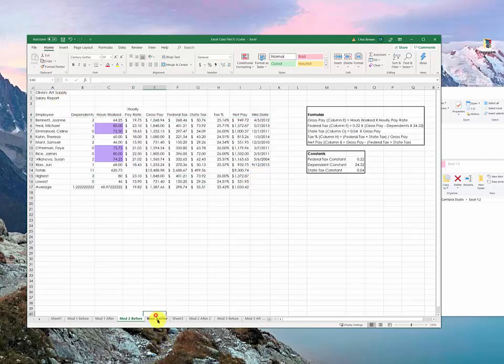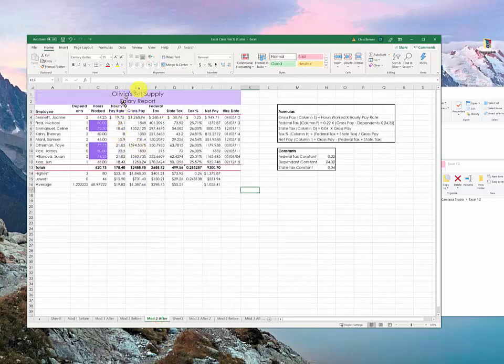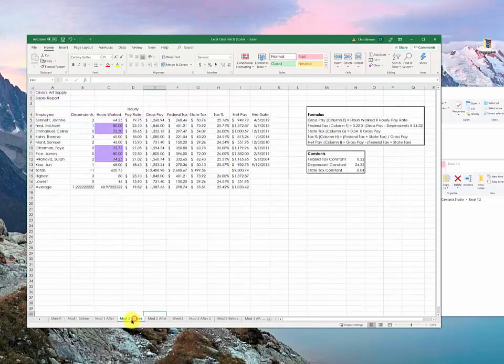And I've already showed you how to do the merge and center, which would give you that. So that is Module 2. Except for all the little pretty stuff, y'all can do that on your own. But that's Module 2, and I will see you back a little bit later with Module 3.